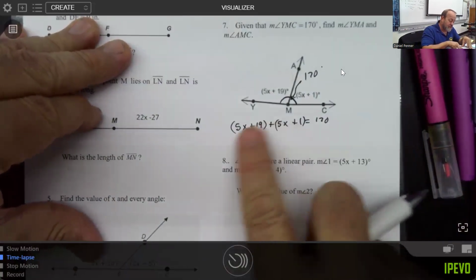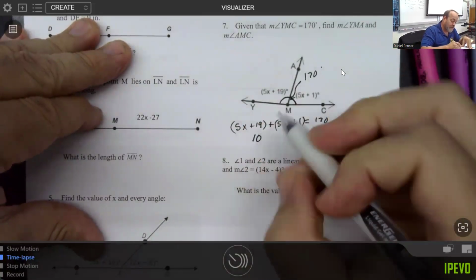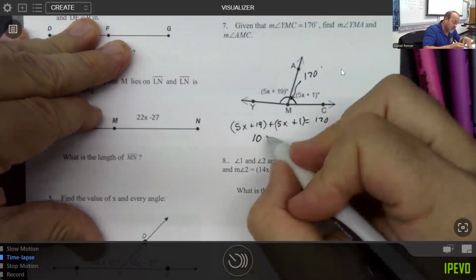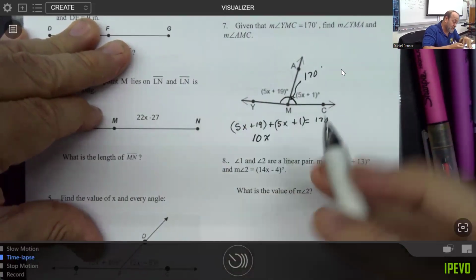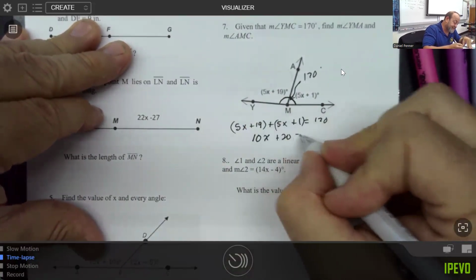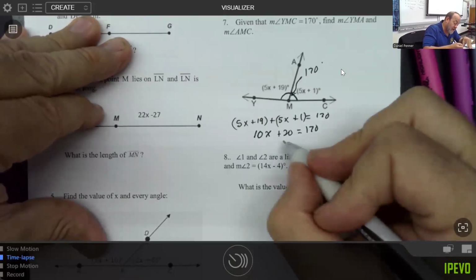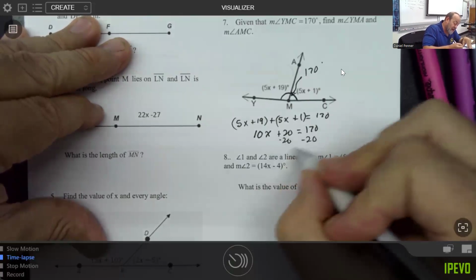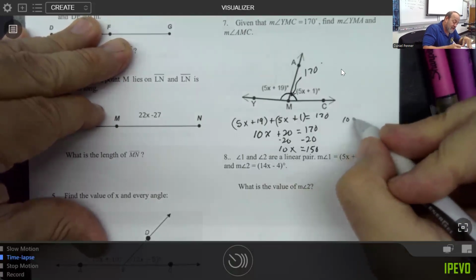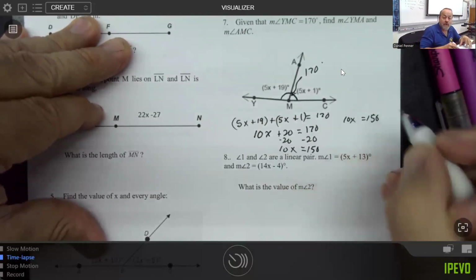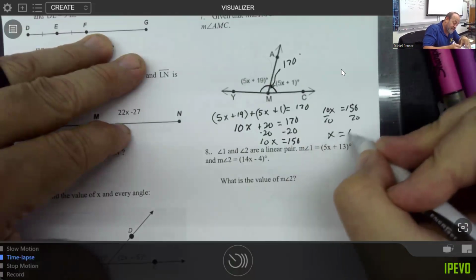Since all of this stuff is on the same side together, the first thing I would like to do is clean up the area a little bit. I have 5 x's and 5 more x's, which would make 10 x's. I also have like terms right here with a 19 and a 1, which would make 20. Now we're going to use the subtraction property to take 20 away from both sides. I have 10x equals 150. And if we know that 10x is 150, I could very quickly divide both sides by 10. And I got x equals 15.